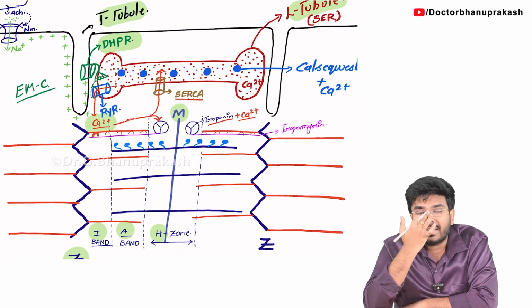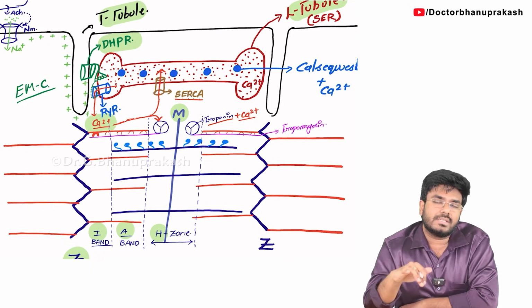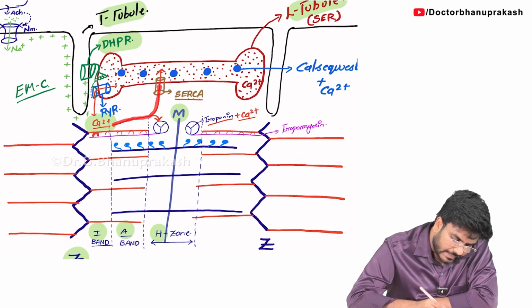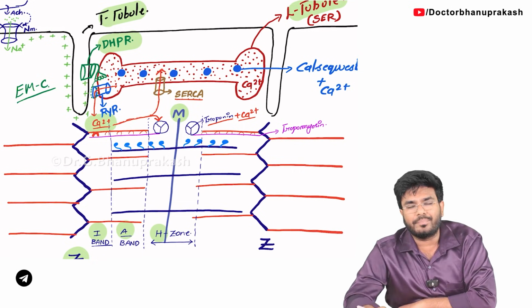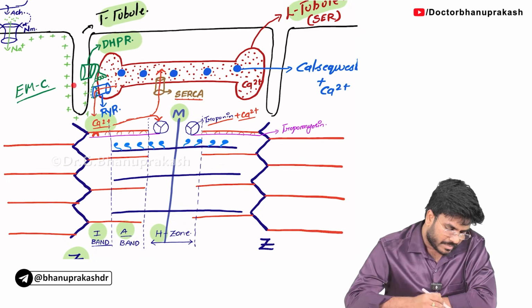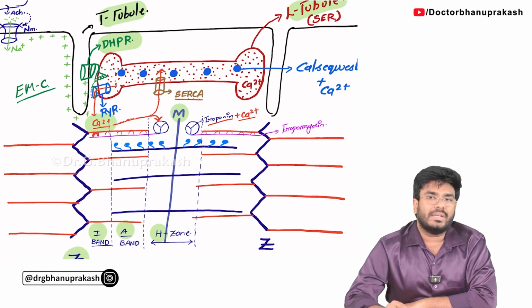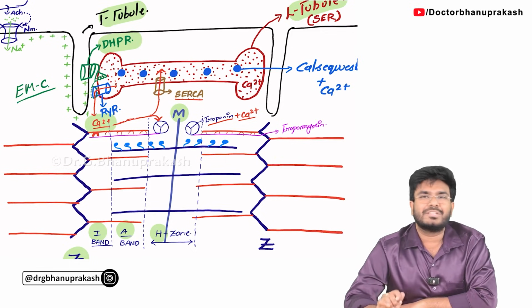So what is SERCA doing? Is it helping in muscle contraction or relaxation? Muscle relaxation. It is sequestering. It is sending the calcium back into the sarcoplasmic reticulum. So the three channels are completed: DHPR channel, RYR channel, and SERCA. So SERCA is a relaxing protein. It is helping in skeletal muscle relaxation.